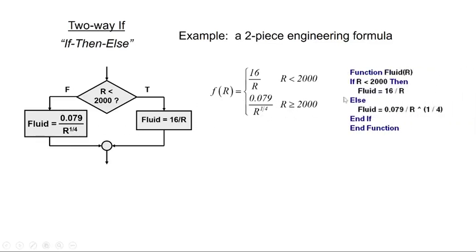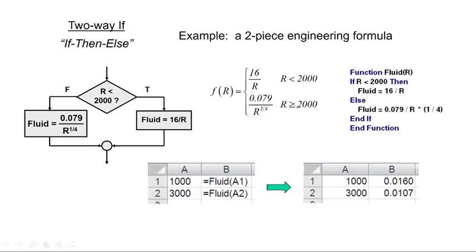So in VBA, if we were to create a function, it would look like this. The name of our function is fluid. It has an argument which is the Reynolds number R. If R less than 2,000, then fluid equals 16 divided by R. Remember, the output of a function is always the name of the function. Otherwise, fluid is the second part of the function here. And we End If and End Function.